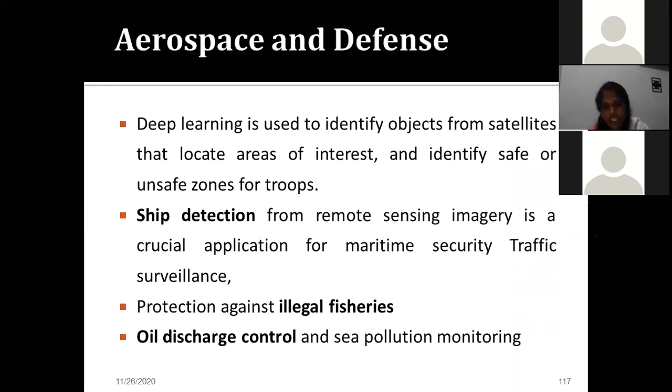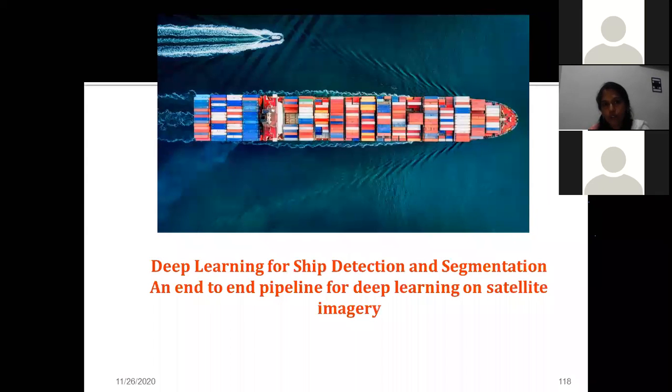And in aerospace and defense, deep learning is also applied. Identification of objects from satellites that locates areas of interest. Ship detection is possible. Then oil discharge control. This is one example from top view. This is an image of a ship, and we can also find out the objects present in the ship. We can identify from satellite images. We can just monitor what is actually happening in the sea. Navy patrol or Air Force, they can apply or use these techniques.